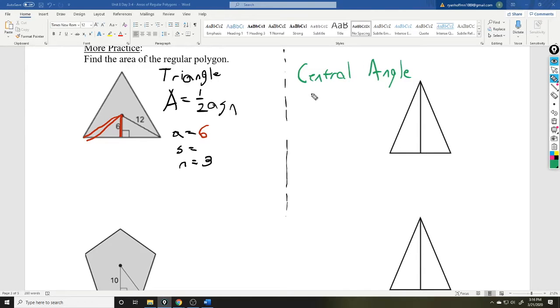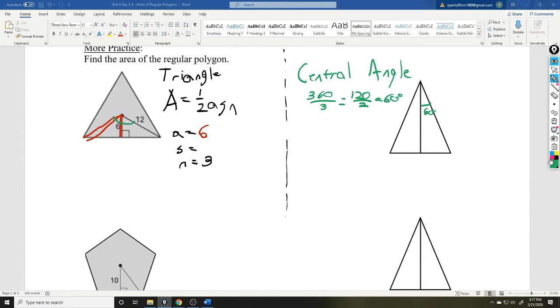Central angle. Remember, to find a central angle, we're going to take 360 and divide it by our number of sides, which is 3. So that is 120. And that gives us, remember, that gives us this angle. Well, in order to solve for things, we don't want that angle. We want this piece of it. So we're going to cut that in half to be 60. So this angle is 60 degrees.